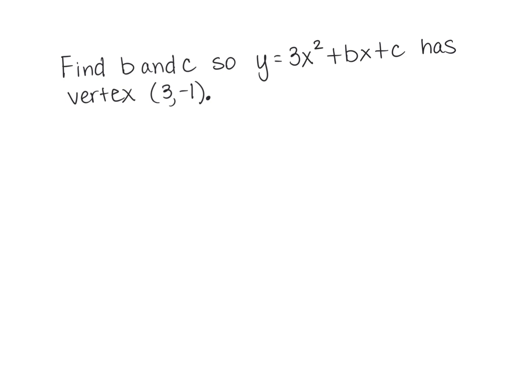Another question that they're going to ask you is to give you a partial equation. All right, so we know that a is 3 here. It wants us to find b and c, so the coefficient on x and then your constant term, so that it has a vertex of (3, negative 1). So this is h and k. To do this, we are going to use h is equal to negative b over 2a, and then we're going to use, excuse me, k is equal to f of h.